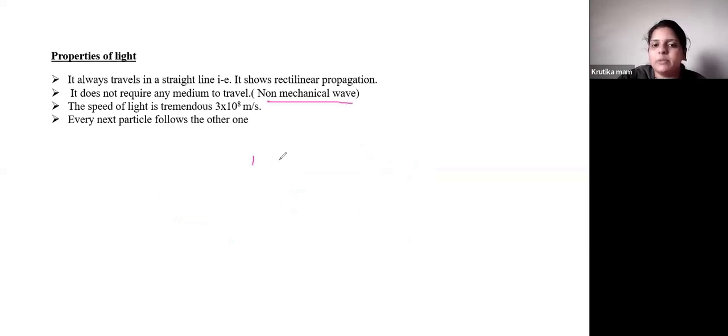We have 2 types of waves. One is the mechanical wave, and one more is the non-mechanical wave. So what is a mechanical wave? In a mechanical wave, medium is required. What is required in the mechanical wave? We require medium for the propagation.